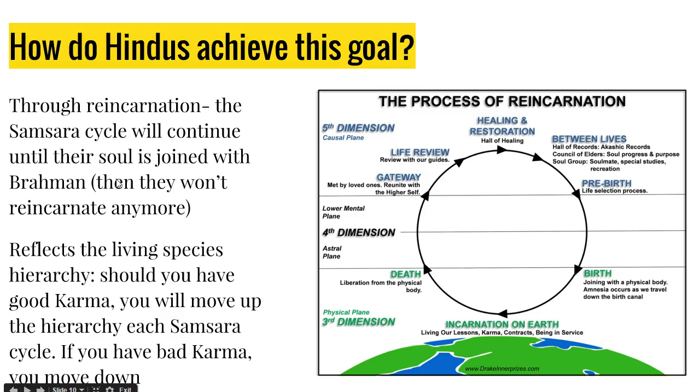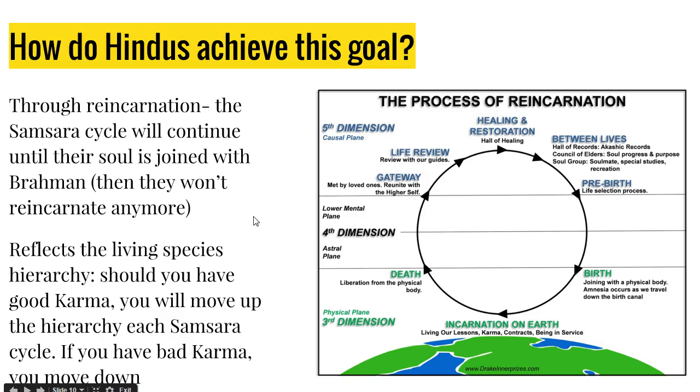So how do you achieve this? If the goal of a Hindu is to continue this reincarnation process until your soul is released to Brahman, to be one with Brahman, how does that work? Well, as we mentioned before, it's through reincarnation. The samsara cycle is going to continue until your soul is eventually joined with Brahman, at which point you are no longer going to reincarnate. How many times will this occur? Well, it's going to depend on each person. Why? Because it's all about your good karma and your bad karma.